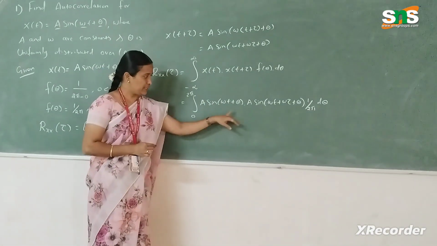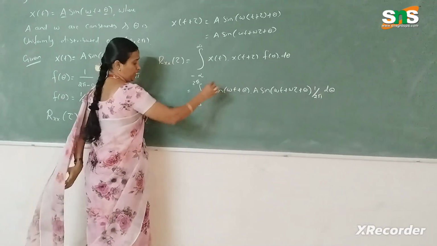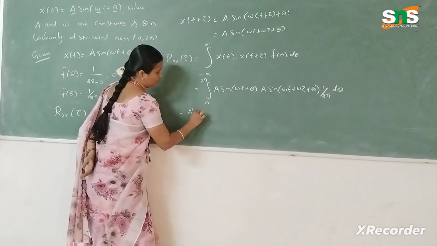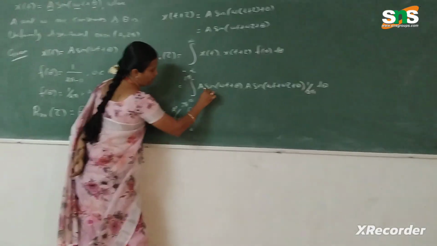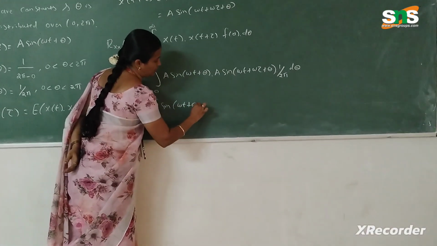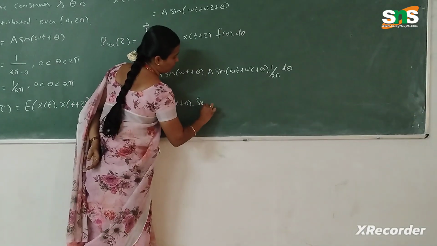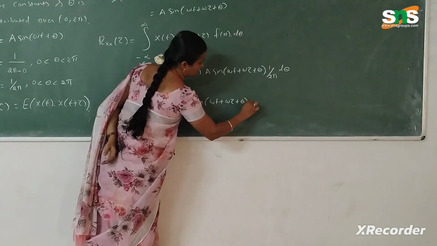Look at the terms here: a and 2 pi are constant, so take them outside. So a squared by 2 pi, a constant term, times the integral of sin(omega t plus theta) into sin(omega t plus omega tau plus theta).